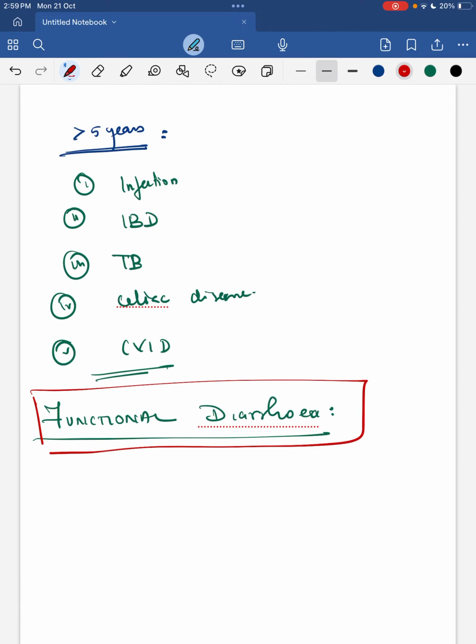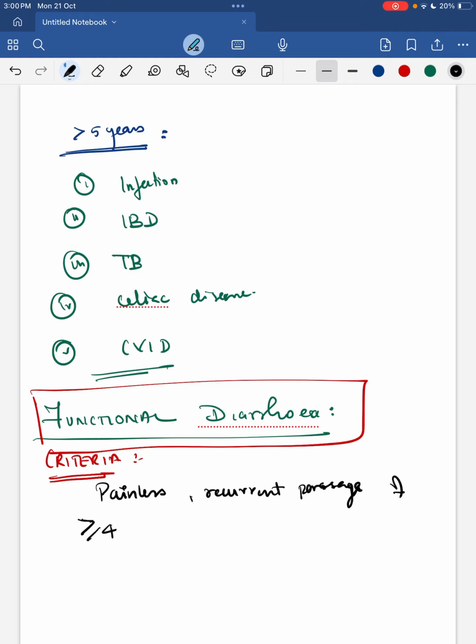The criteria to tell that the child is having functional diarrhea is when there is a painless, recurrent passage of stool of more than or equal to 4 large unformed stools every day. So each word is important in this. First, the child is having painless recurrent passage of 4 or more large unformed stools every day.